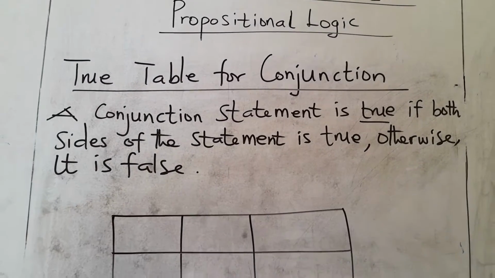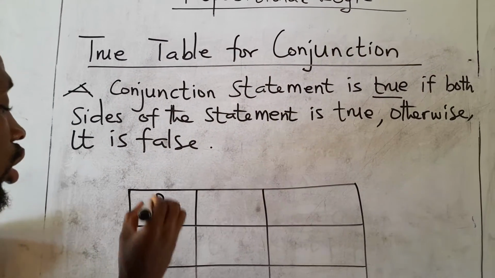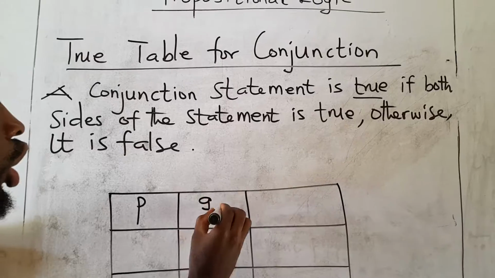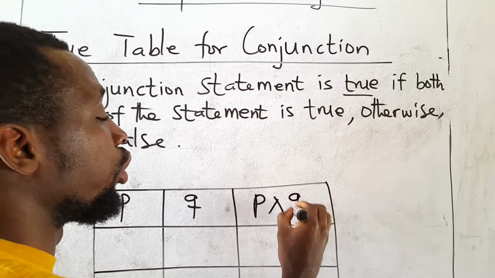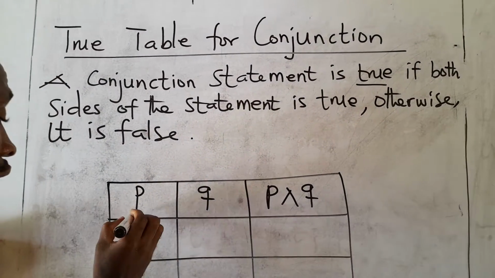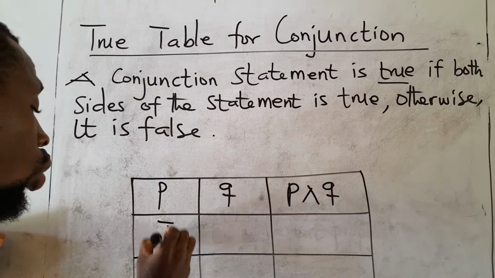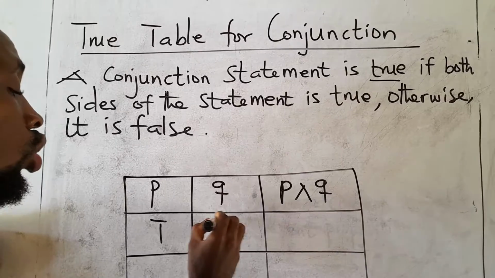That's why we say a conjunction statement is true if both sides of the statement are true. Otherwise, it is false. So let's say we have a proposition P and another proposition Q. Then P conjunction Q will be written like this. So let's say P is true and Q is also true.